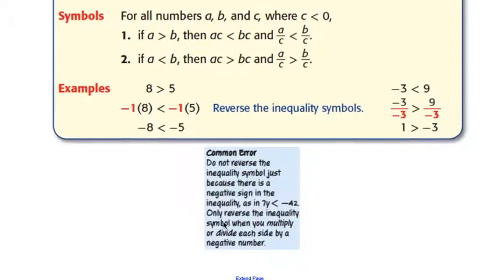Common error, there's a little warning here, do not reverse the inequality symbol just because there's a negative sign in the inequality. For example, if you have 7y is less than -42, if you're dividing by a +7, that doesn't flip the inequality. The only time you switch the inequality is when you multiply or divide by the negative number. So be careful of that.